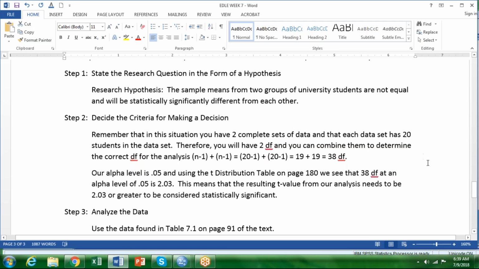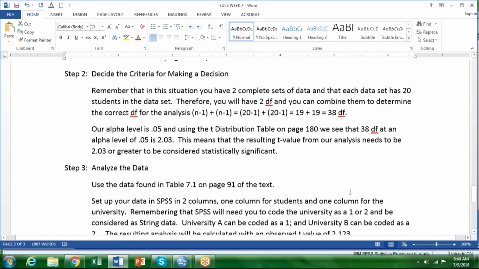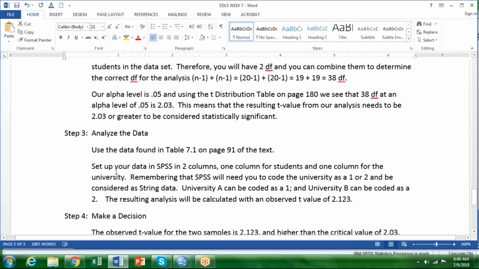So if you look that up on the t-distribution table on page 180, use an alpha level of 0.05. We see that 38 degrees of freedom at an alpha level of 0.05 is 2.03. And this means that the resulting t-value from our analysis needs to be 2.03 or greater to be considered statistically significant. So we're going to analyze our data, and we're going to use the data that we find on table 7.1, which is on page 91 in your textbook.